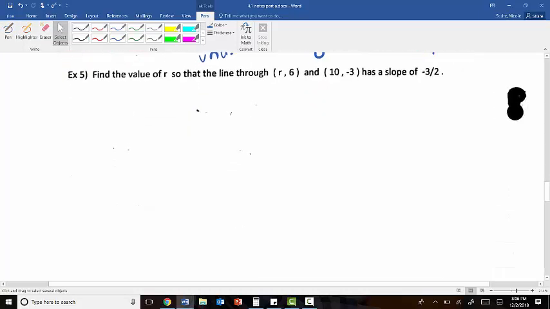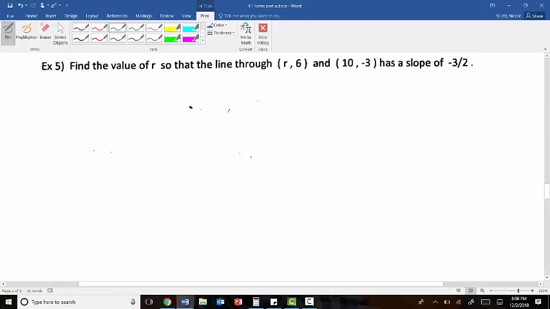The last type of problem we're going to do is we're going to switch up the slope formula a little bit. It says find the value of r so that you can use this ordered pair and this one to get this slope. So the first thing you should always do is set up your slope formula. So we would take negative 3 minus 6 and put that over 10 minus, we'll have to use the letter r because we don't know what that number is. And we should be getting negative 3 over 2.